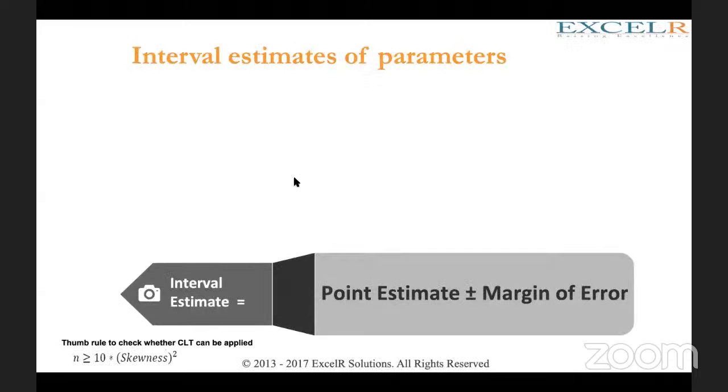So, the interval estimate. That means we are going to estimate a range of values, and within this range of values the population parameter mu would lie, anywhere between these values. So how do we come up with this interval estimate? It equals the point estimate plus or minus the margin of error. We are going to estimate it using this formula.